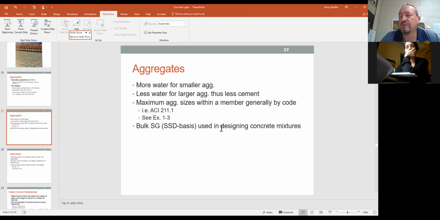As far as the water goes, kind of the same thing goes. I've seen some very strong and durable mixes that have small stone, like a pea gravel size stone in it. I know VDOT is using that. Typically, the smaller aggregate takes a little more water and less water for the larger aggregates. But I don't want to do that today, we'll go over next week the maximum aggregate sizes within a member by code. So we'll talk about ACI 211.1. We'll come back to that, and I'll do some examples on the board for everybody. That's something I'd rather do in class, so we'll talk about that.